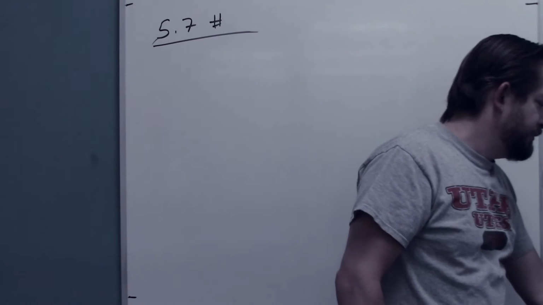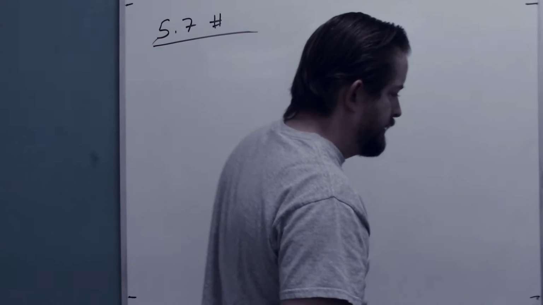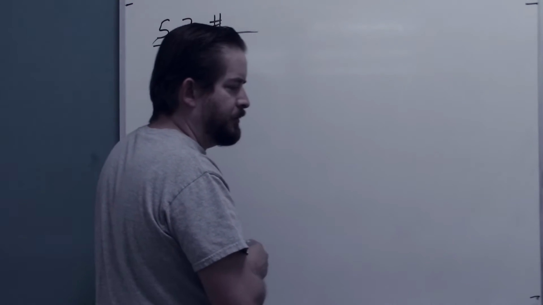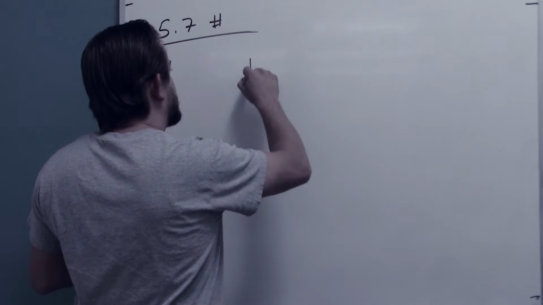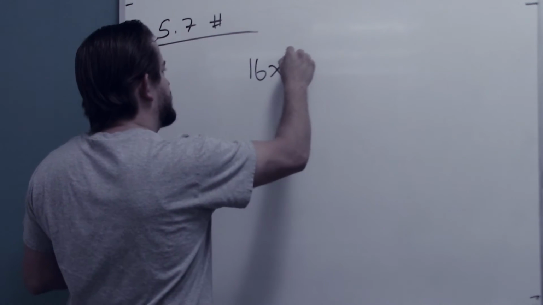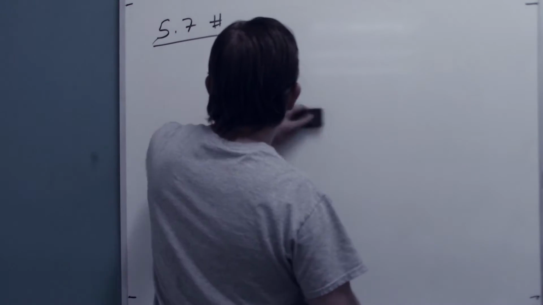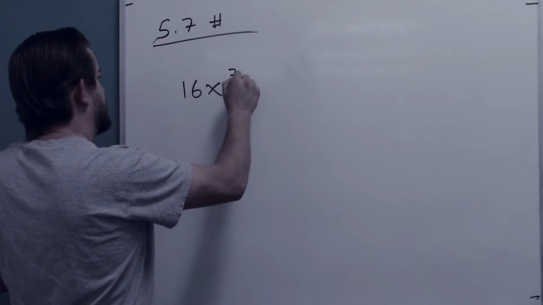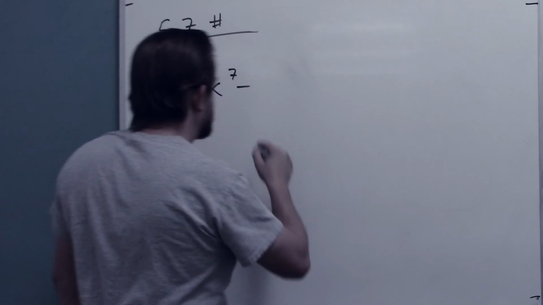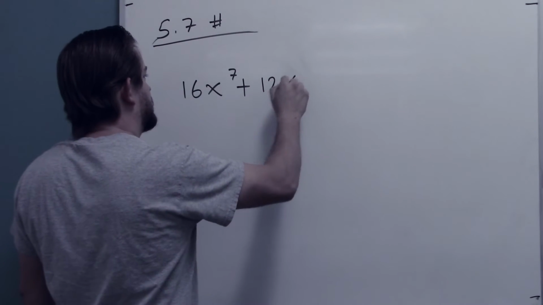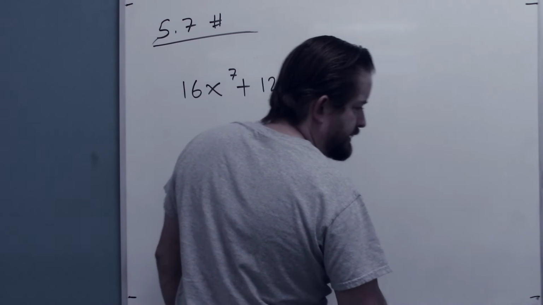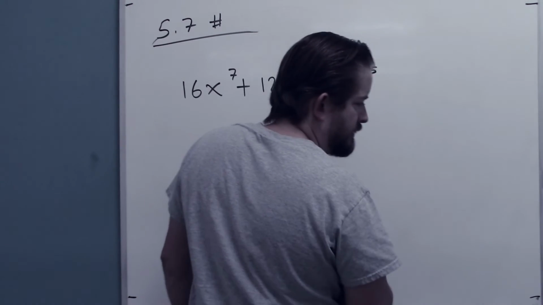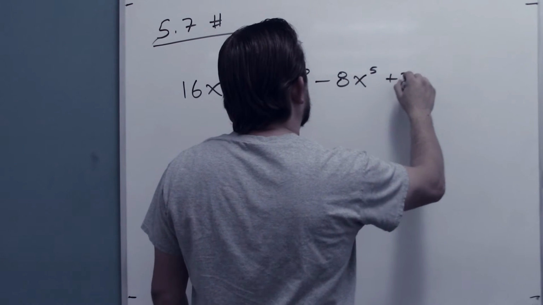Let's look at number 5. It says to actually do the factorization, which I did last time even though it didn't ask me to. It gives us 16x to the 7th plus 12x to the 6th minus 8x to the 5th plus 32x to the 3rd.